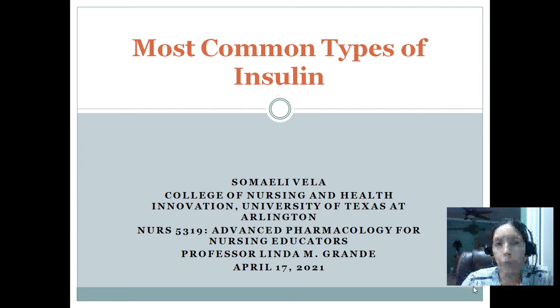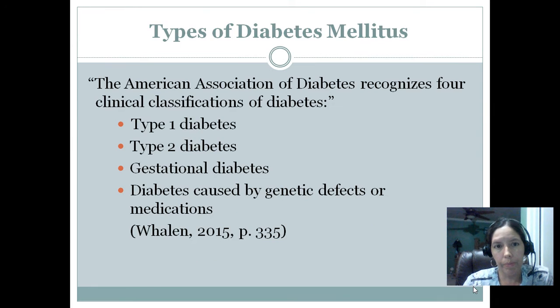So today we will be discussing the most common types of insulin with first-year nursing students. The American Association of Diabetes recognizes four clinical classifications of diabetes: type 1 and type 2, gestational diabetes, and diabetes caused by genetic defects or medications. In this presentation, I will focus only on type 1 and type 2 diabetes.